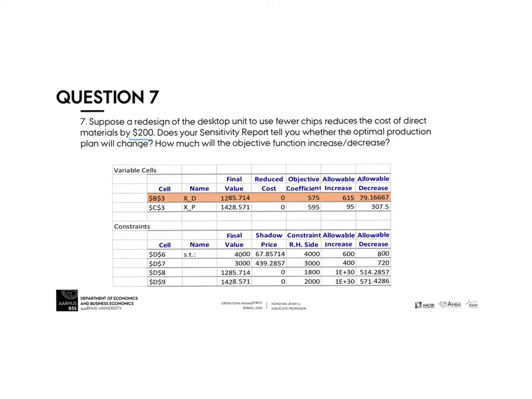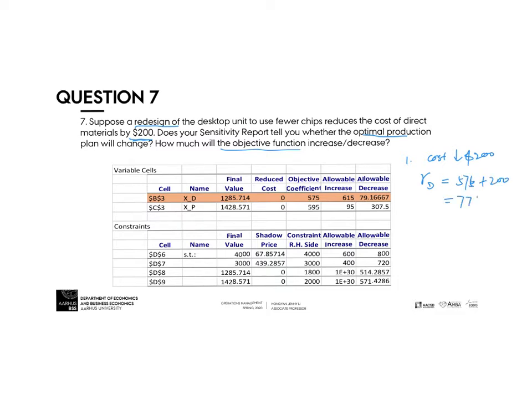Suppose a redesign of the desktop will reduce the direct material cost by $200. It asks if the optimal production plan will change, and if the objective function will change. The first step is to understand what happened here. The cost is reduced by $200, which means the contribution margin for the desktop increases by $200.